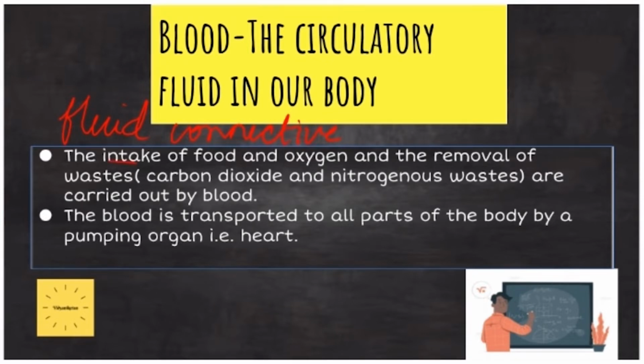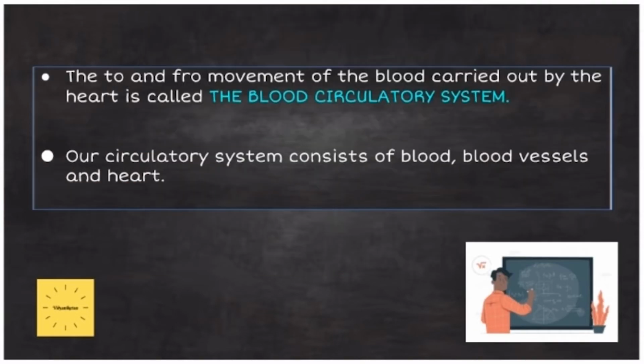It helps in the intake of food and oxygen and also in the removal of wastes, carbon dioxide and nitrogenous wastes. The blood is transported to all the parts of the body by means of the pumping organ, that is heart. This to and fro movement of the blood carried out by the heart is called the blood circulatory system. Our circulatory system thus consists of blood, blood vessels and the heart. We are going to study about blood in detail in this video. In the coming videos, we will also cover blood vessels and the structure and functioning of heart.